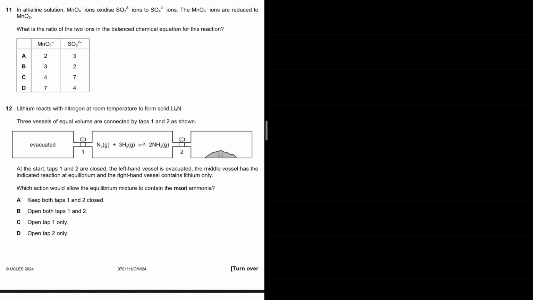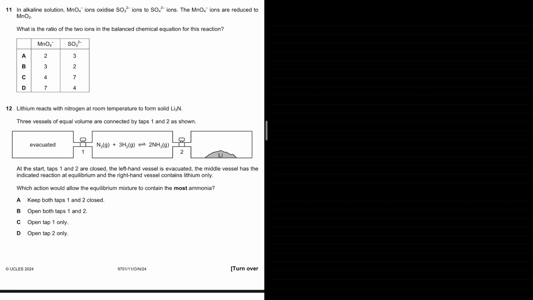We're going to take a look at this question from the A and AS level chemistry paper. Question 11. In alkaline solution, MnO4 minus ions oxidize SO3 2 minus to SO4 2 minus. The MnO4 minus ions are reduced to MnO2. What is the ratio of the two ions in the balanced chemical equation for this reaction?